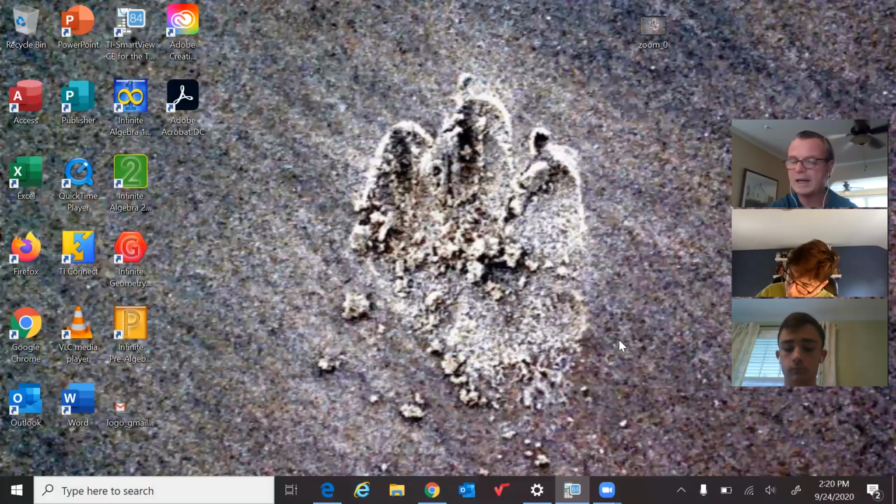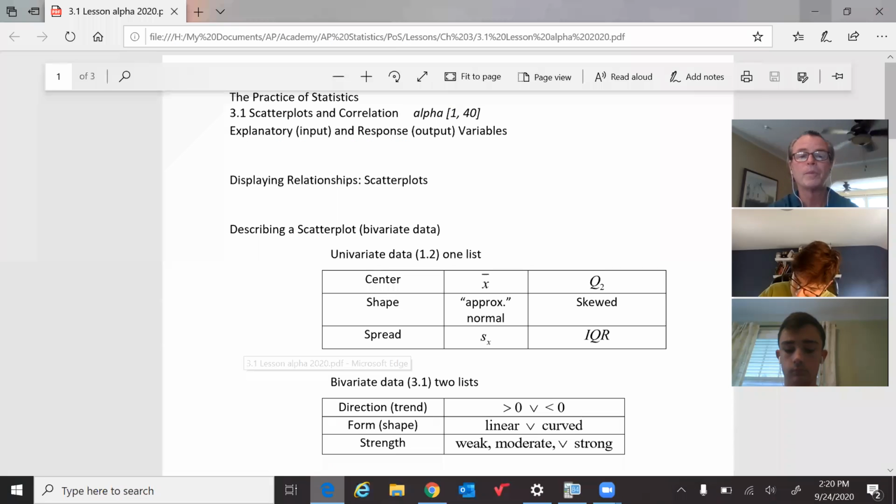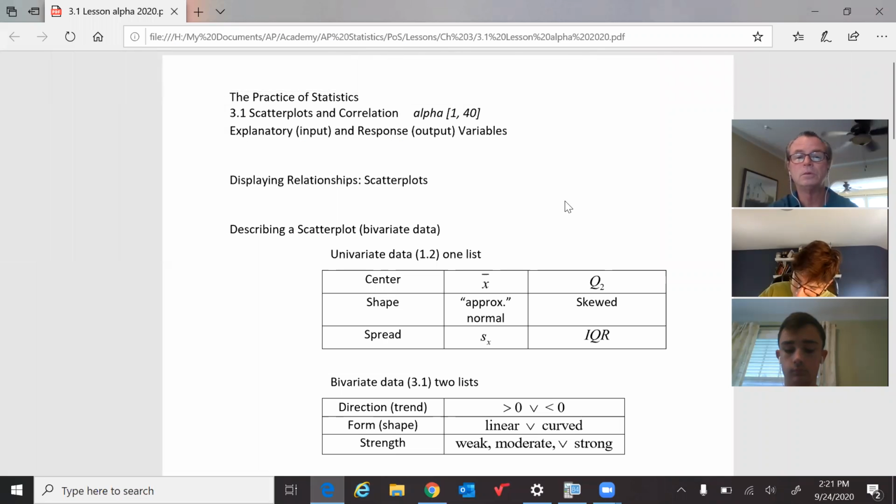So we're going to deal right now with 3-1 alpha, and this is not on the test, meaning what? We're dealing with bivariate data starting today. Chapter 2 is univariate data. Well, what are you talking about?